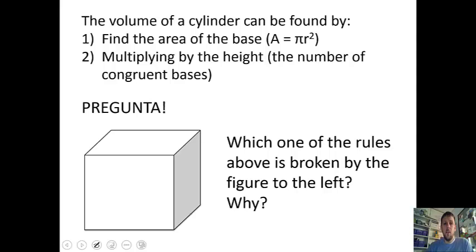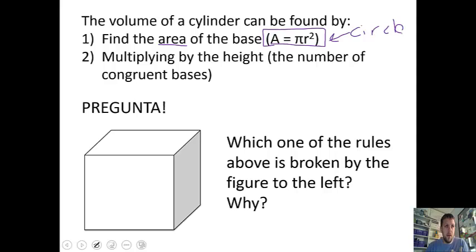So the volume of a cylinder can be found by finding the area. That's the first step. You have to find the area of the base. The area equals pi r squared, and that formula looks familiar because that's the area of a circle. The second thing, after you find the area of the base, you multiply it by how high it is, so the number of congruent bases. And it's important that the bases are congruent. Every base has to be the same.